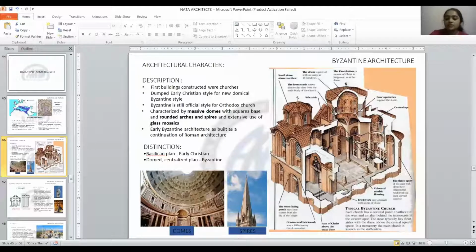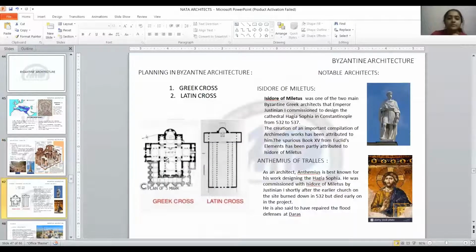The two major types of plans were the Greek cross and the Latin cross plans. I guess you know what a plan is: without the roof, when you look from the aerial view of something, that is the plan. Usually their plans were Greek cross or Latin cross. In the Greek cross the four arms are equal, and the Latin cross is the opposite of the Greek cross.